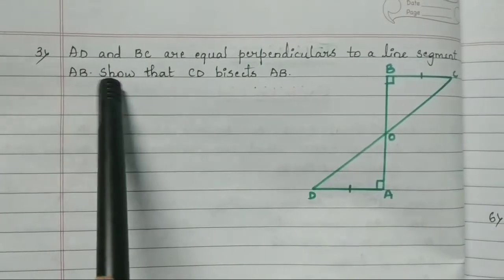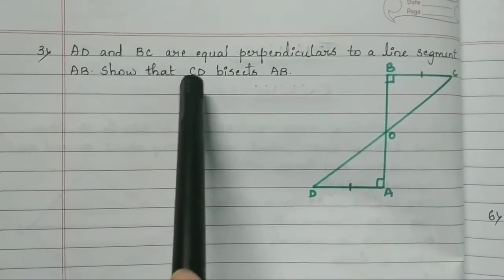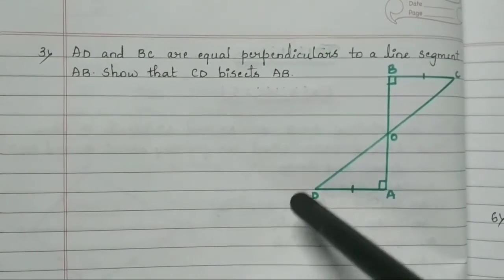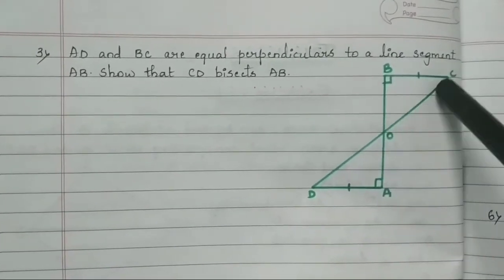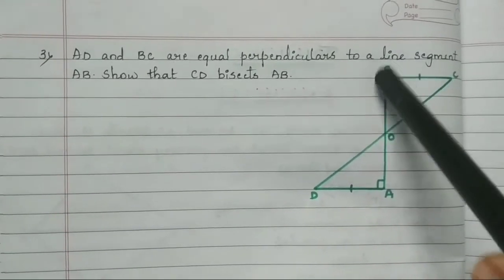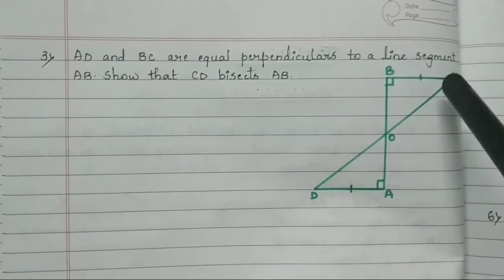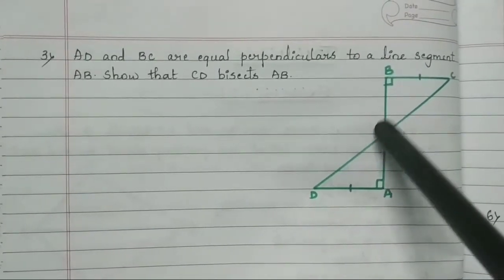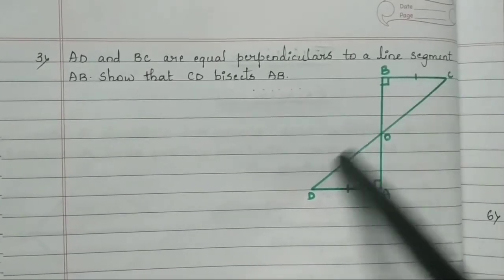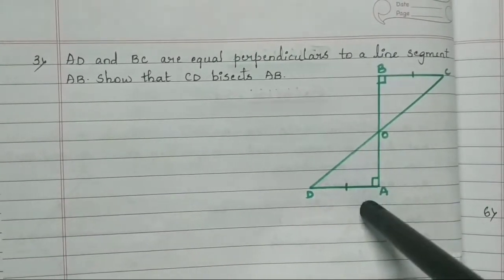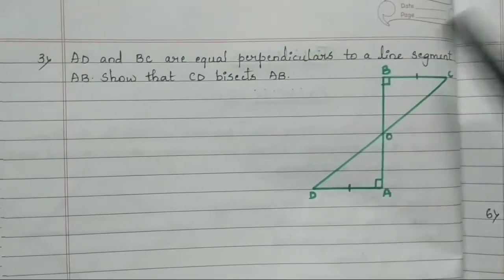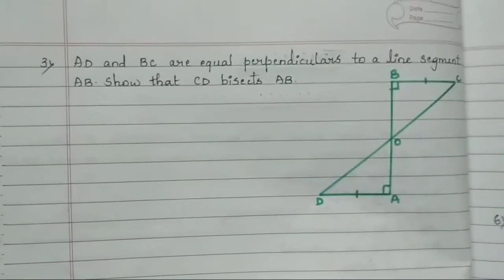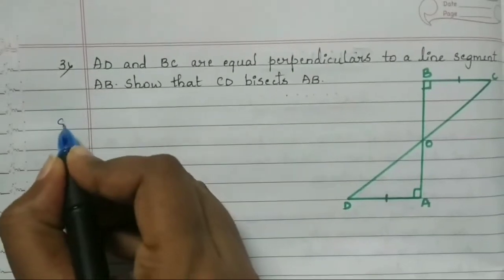Okay, so what we have to show is, show that CD bisects AB. So we have to show that this line CD is bisecting this line AB. Bisecting here means our CD is dividing the line AB into equal half parts. We have to show this. So what is given? Let us write what is given first.